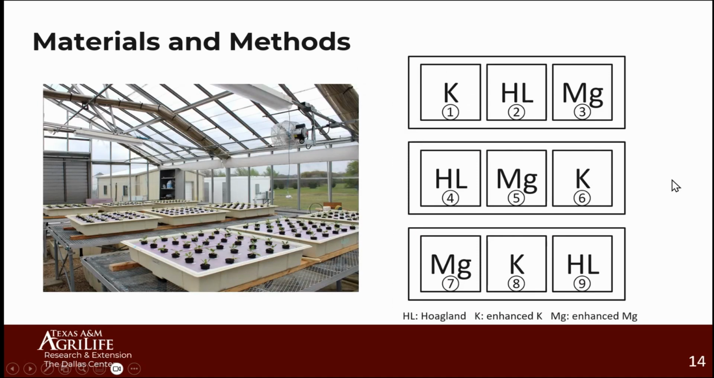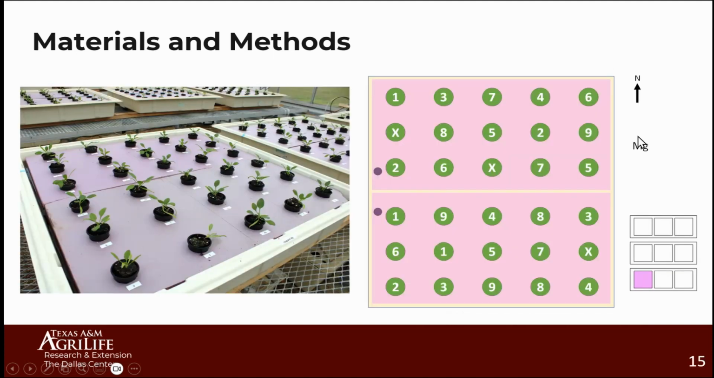Here is our experiment setup. So we have 3 different DWC systems, and in each bench, we have 3 tanks. Within each bench, we randomized the nutrient solution recipes: enhanced potassium, Hoagland, and enhanced magnesium. And within each tank, we have 30 holes for our transplants. So we randomized the different cultivars. Within each tank, we planted 3 plants of each cultivar.